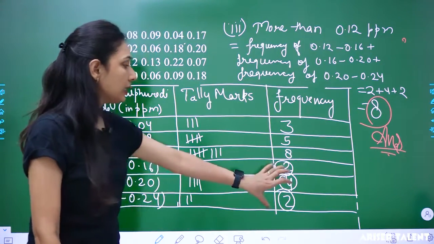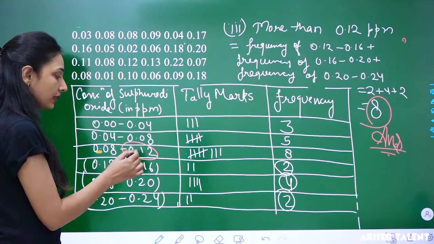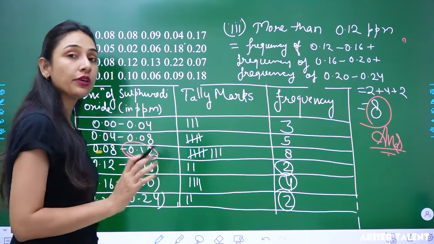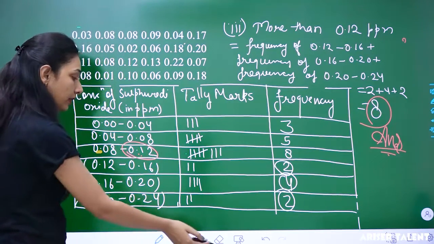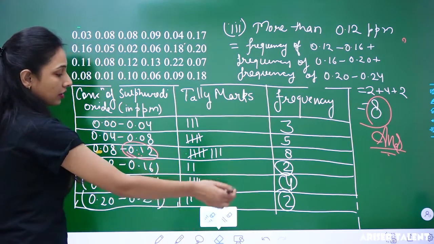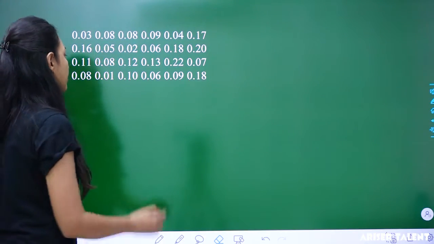Understood? These three categories only. Are you going to include this? No. In this part, you are not having 0.12 included. 0.12 is excluded here. Okay? Right.